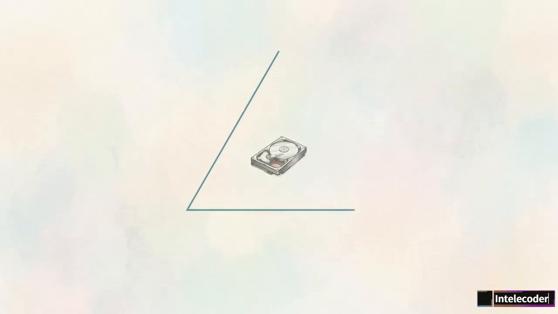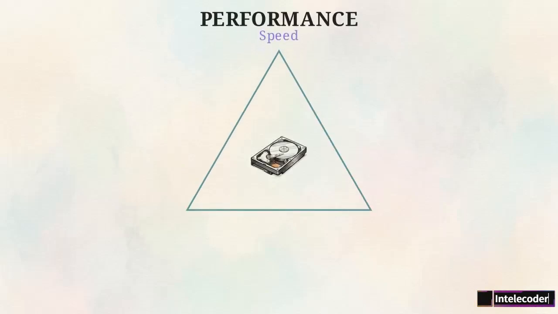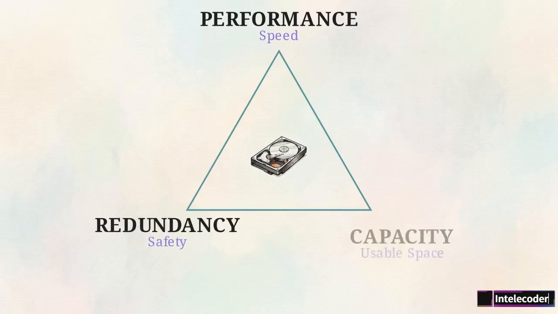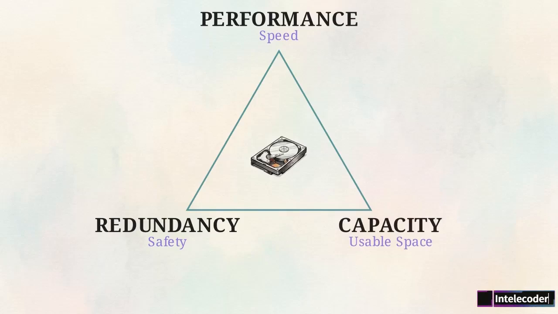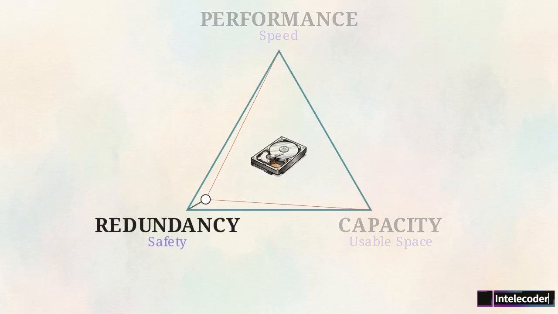This chart shows 3 pillars: performance, distributing commands to increase speed; redundancy, surviving drive failures through backup math; and capacity, maximizing usable storage space. You cannot maximize all 3 simultaneously. Pushing for speed and space sacrifices safety. Demanding total safety surrenders capacity.